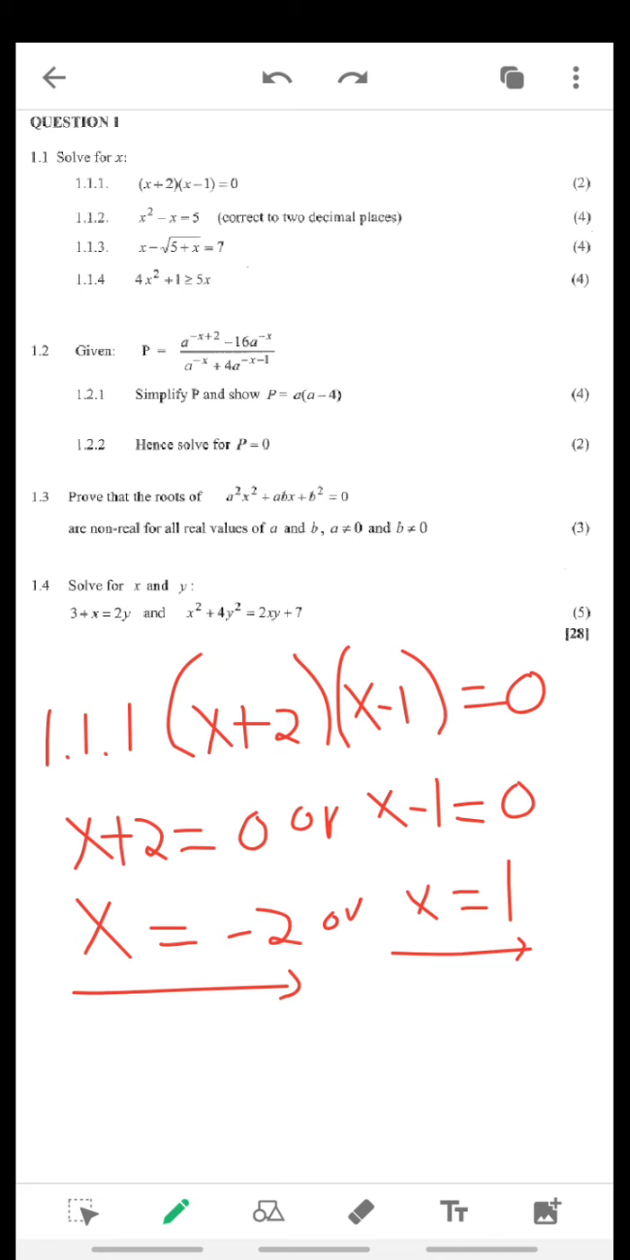In 1.2, we are given P, and P is all of this. And we must simplify P. After simplifying P, then we must show that our simplification will end up being P equals 8 multiplied by 3 minus 4.